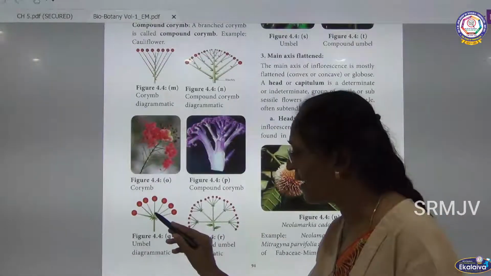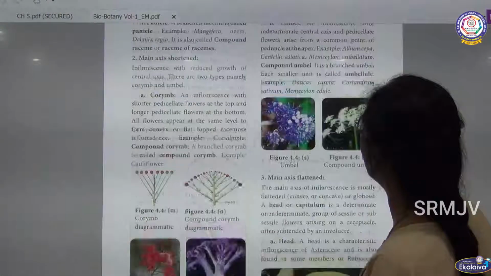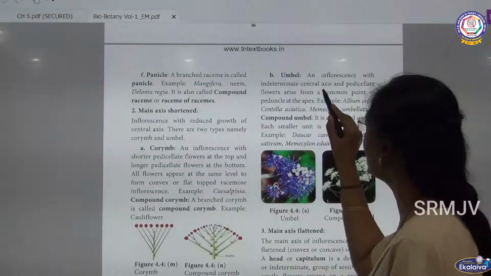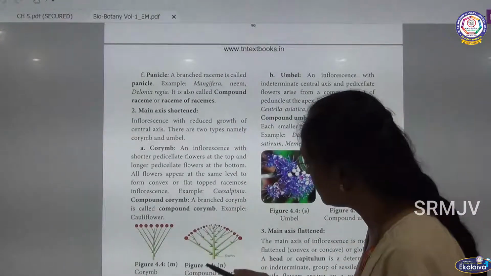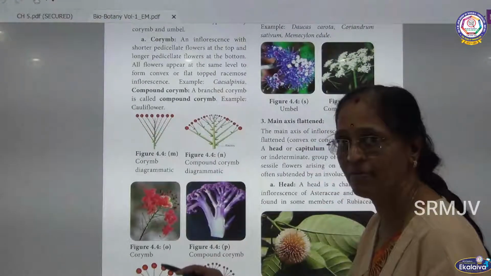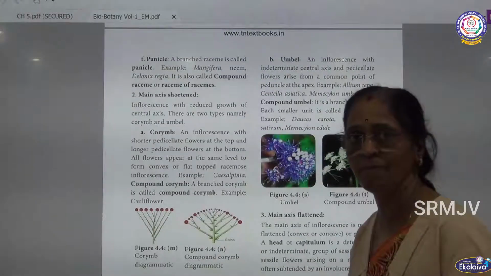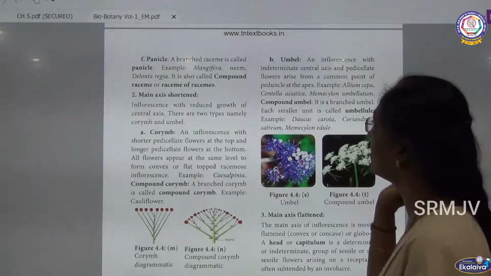So here you will find from the axis, an umbel is an inflorescence with an indeterminate central axis and pedicellate flowers from a common point. So you will find from a common point these pedicellate flowers are being borne, and that is what you will find in Allium cepa, that is the onion. And this Daucus carota is where you find a compound umbel.